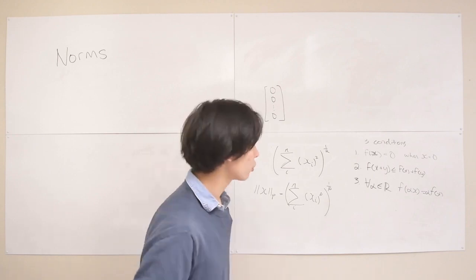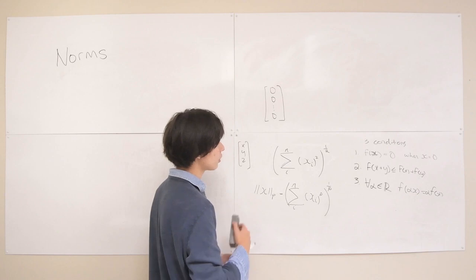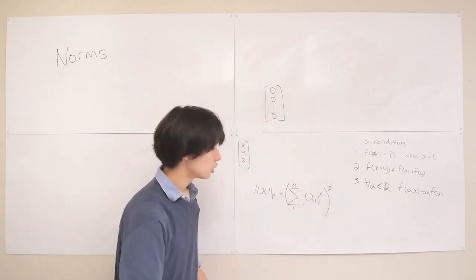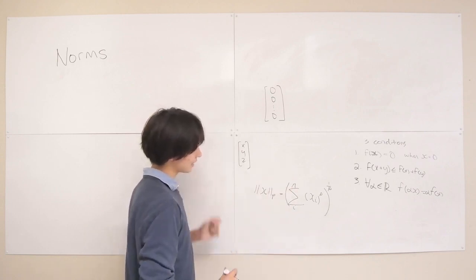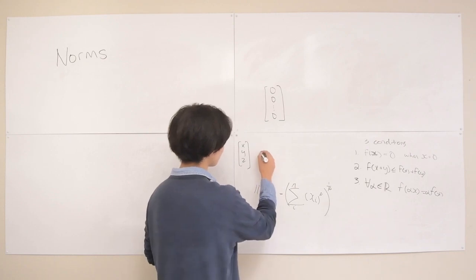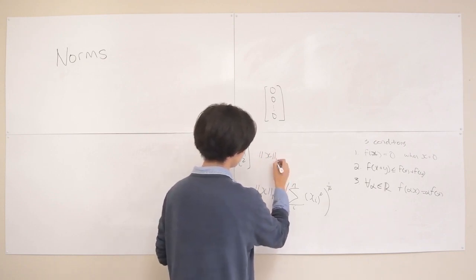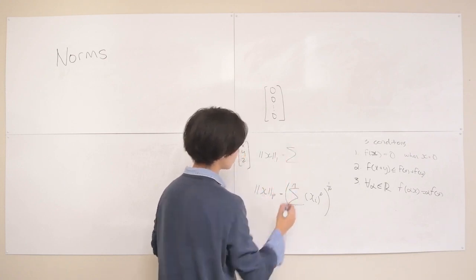So I just have a couple more important norms to talk about, and that's when p equals 1. That's called the L1 norm. So let's look at that case specifically. So the L1 norm is as follows.